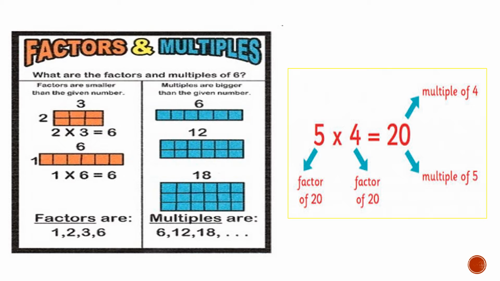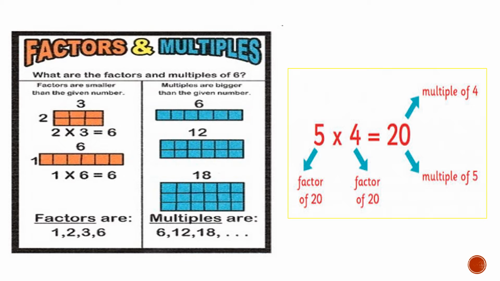Now what do you observe? Factors are smaller than or equal to the number. You can see there 6 is one factor and the other factors are all smaller than 6. That is 1, 2, 3. They are smaller than 6. So remember children, factors are equal to or smaller than the number.